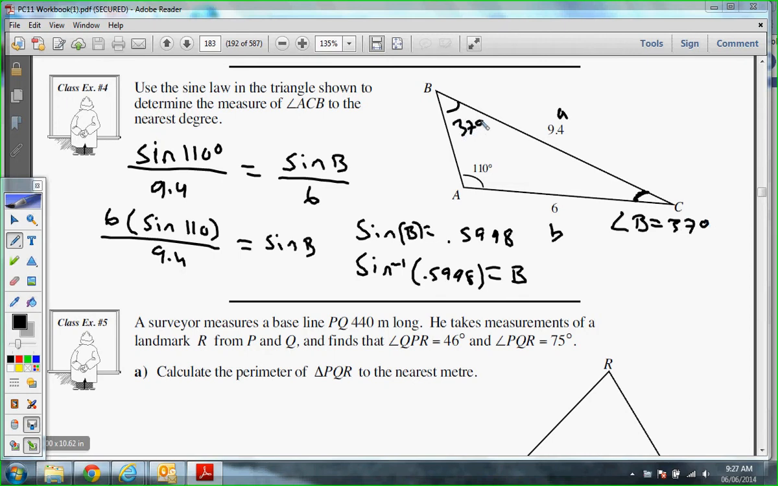So now we just take that and we go 110 plus 37 is 147. So I go 180 minus 147, which gives me 33. And if we wanted, we could find side C now.